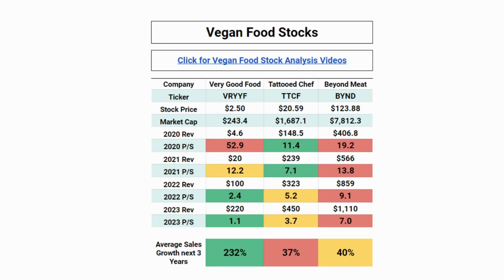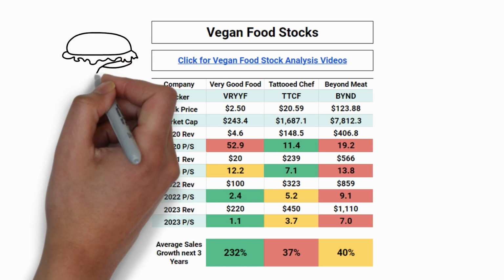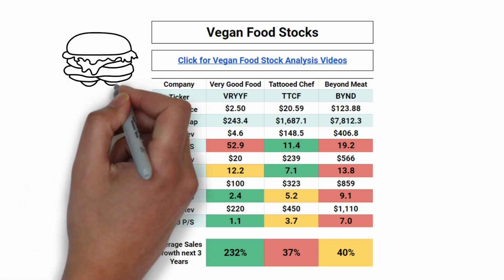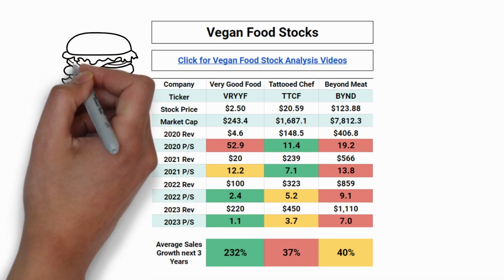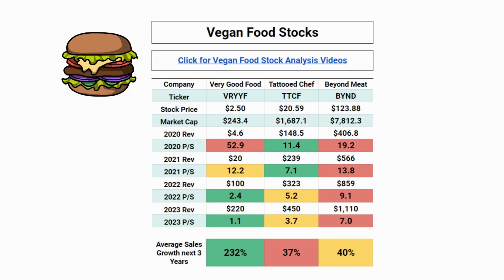Let's continue with a real-life example in a vegan food industry. Here I prepared a table where I listed 3 vegan food companies: Very Good Food, Tattooed Chef, and Beyond Meat. These companies don't have any profits at the moment. They promise huge growth that they will become profitable in the future.